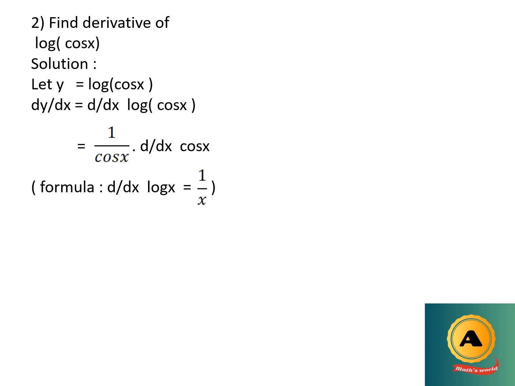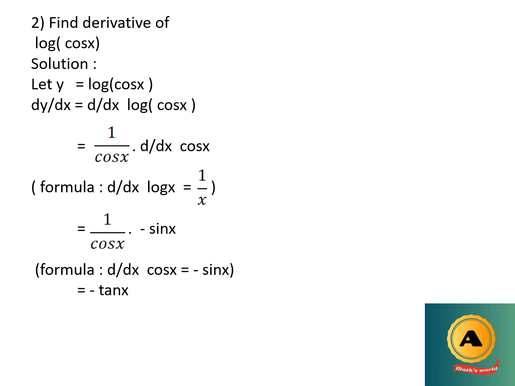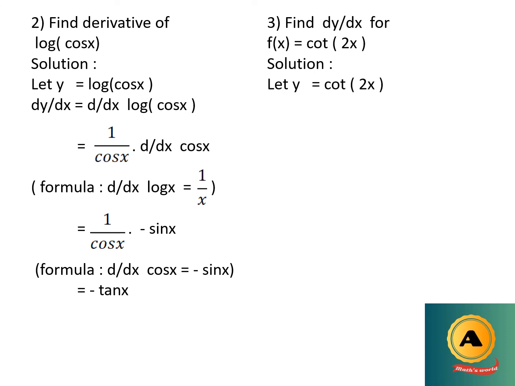So derivative of log of cos x is 1 upon cos x into derivative of cos x. 1 upon cos x will remain as it is. Now apply the formula of derivative of cos x. We know that derivative of cos x is minus sin x according to the standard formula. So it can be written as 1 upon cos x into minus sin x. Hence dy by dx equals to minus sin x upon cos x. Sin x upon cos x is tan x. So dy by dx equals to minus tan x.